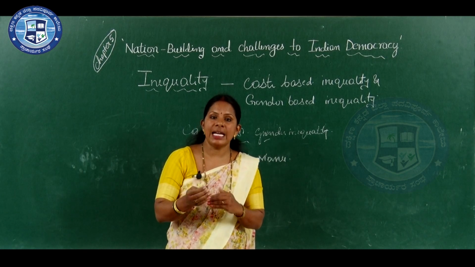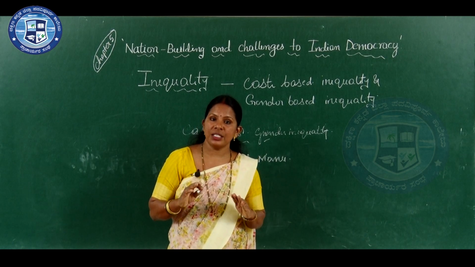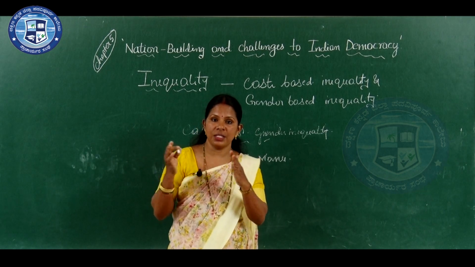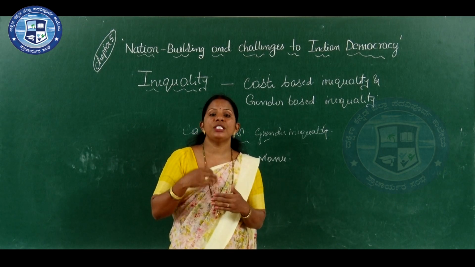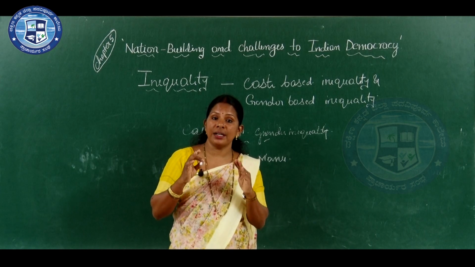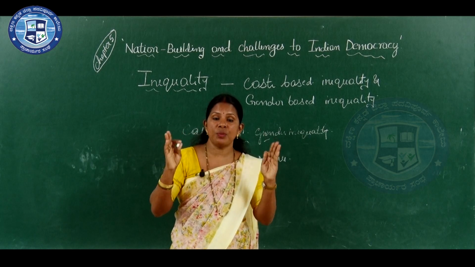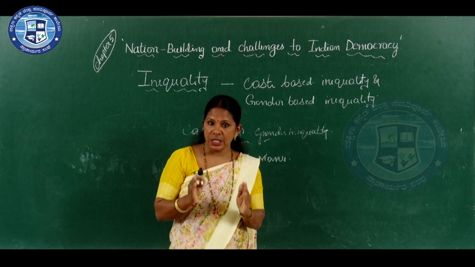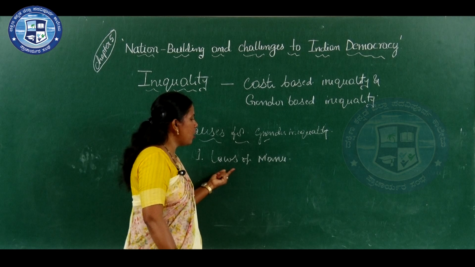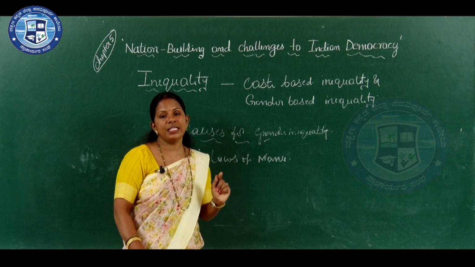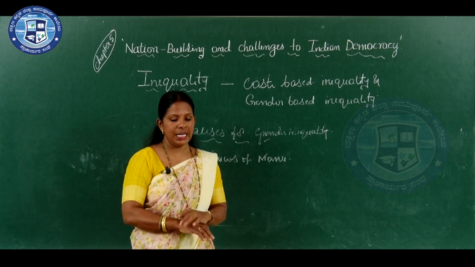When she was a child, she must be under the guardianship of her father. When she was young, she must be under the guardianship of her husband. And when she was old, she must be under the guardianship of her son. Like this, the woman must be within the four walls. So, the laws of Manu are also one of the causes for gender based discrimination in India.